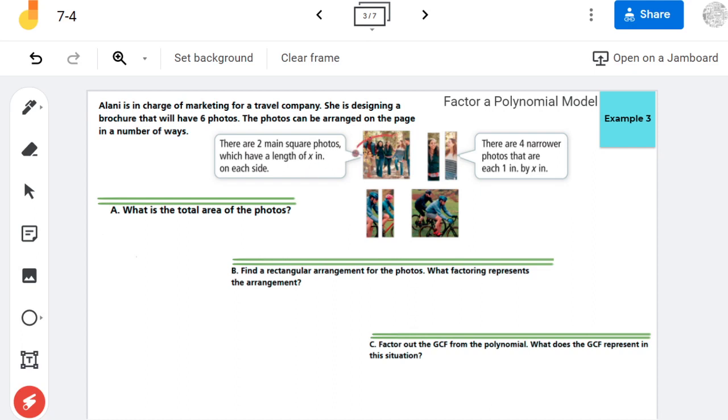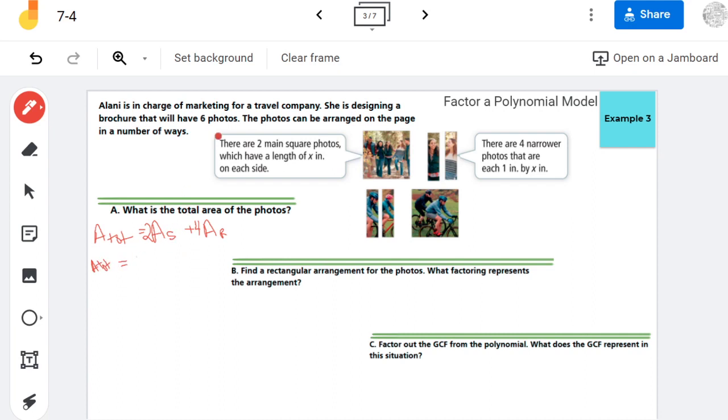So notice that there's 2 square photos that are x by x. And then there's 4 really narrow photos that are 1 by x. So to find the total area, I'm going to take the area of the square photos and add the area of the rectangle photos. Now notice there's 2 squares and 4 rectangles. So I'm putting a 2 and a 4 in there so that I know to just find the area of one and multiply them. Okay?